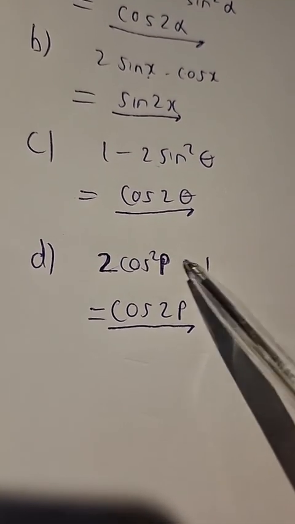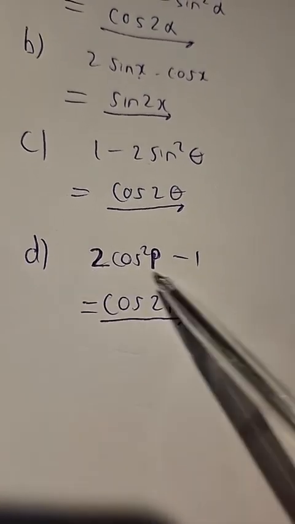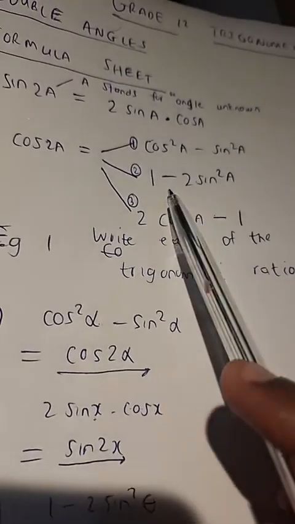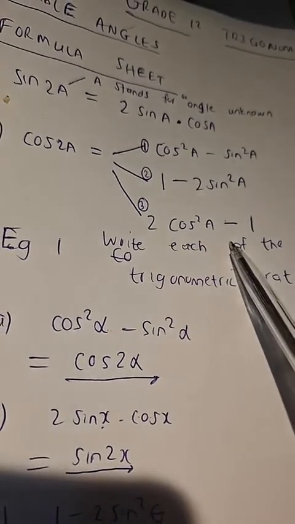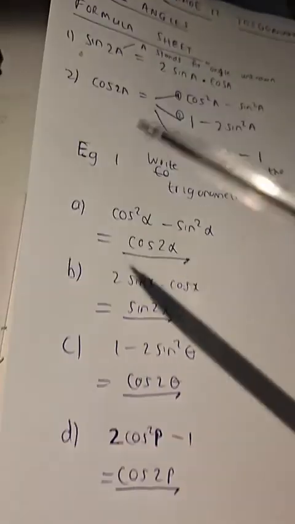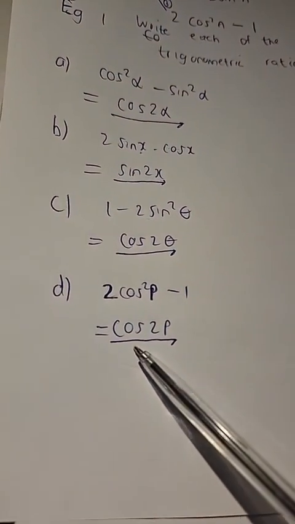Yeah, 2 cos squared p minus 1. So once again, this one mimics this particular expression. 2 cos squared a minus 1 is cos 2a. So therefore, it is cos 2p.